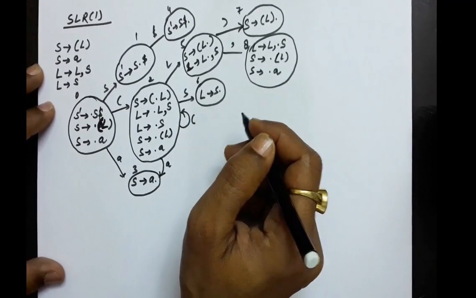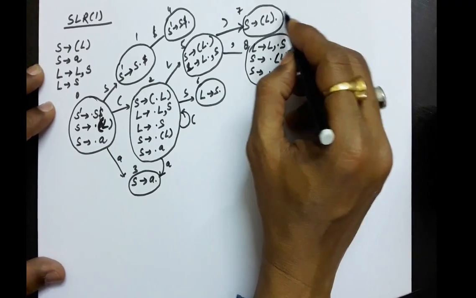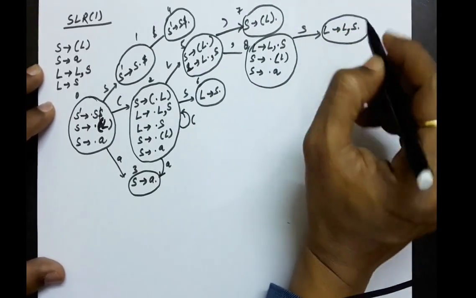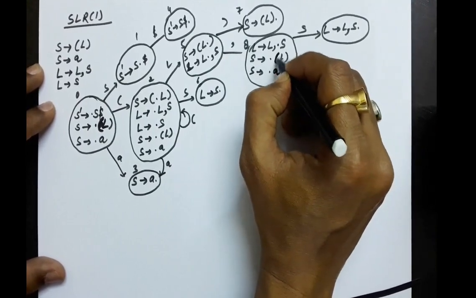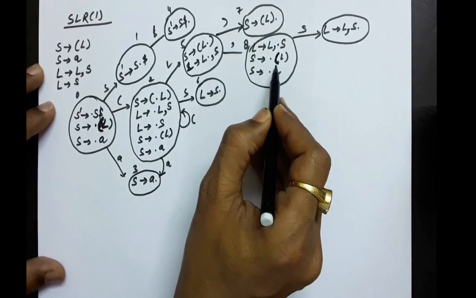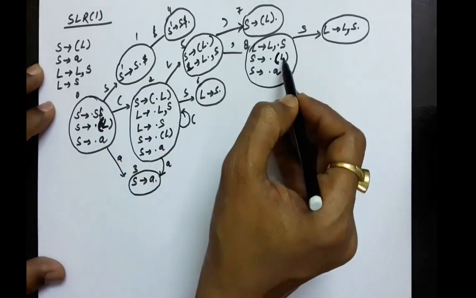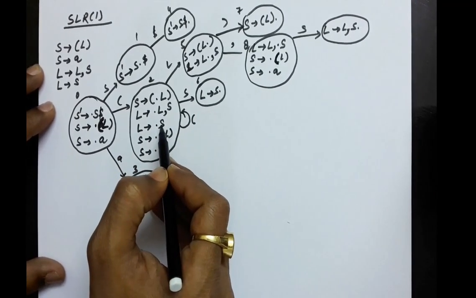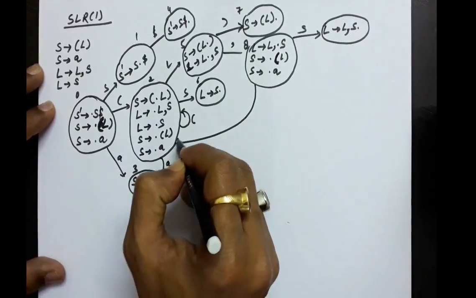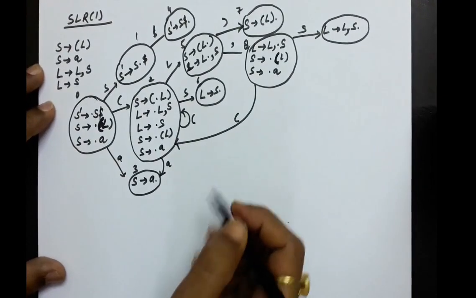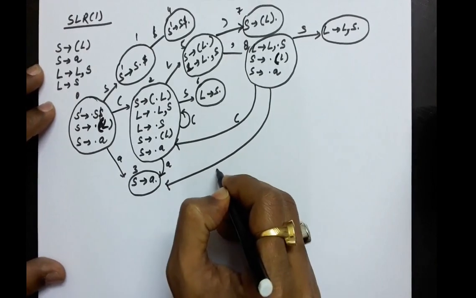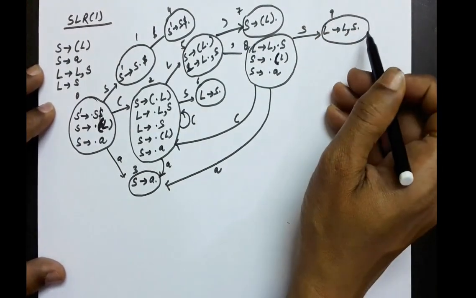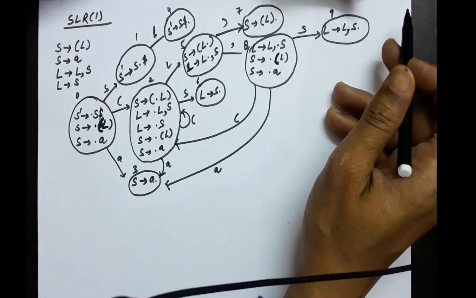No transition from state 6, so only transition will be there from state number 8 now. From 7 also there is no transition. If we take a capital S, L produces L comma S dot. And then if you're taking the opening parenthesis from here, we'll actually be going to this state. Dot will be shifted after the opening parenthesis, then all the items starting with L with a dot in the beginning, all the items starting with S with a dot in the beginning. So you're going to state number 2. If you take the small a, you will be going to state number 3. Fine. There will be no further transitions from state number 9, because this is the last item where the dot is appearing at the last.